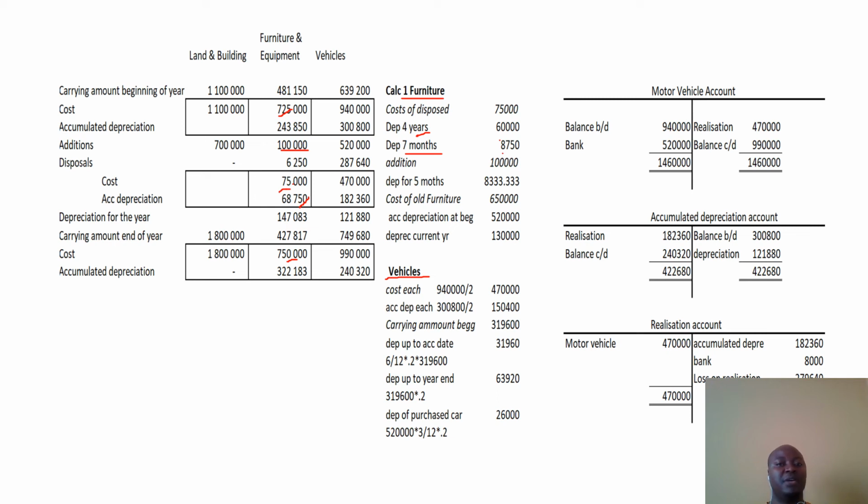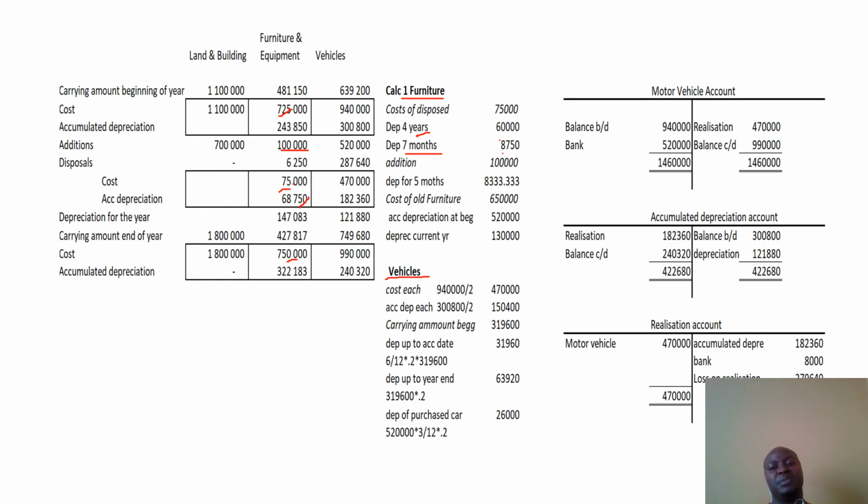Which is 65,000. I always say this furniture, which has always been there in the business, is the easiest of all to calculate, right? And with this one, you just calculate depreciation of the 65,000, isn't it? Then you go to vehicles.